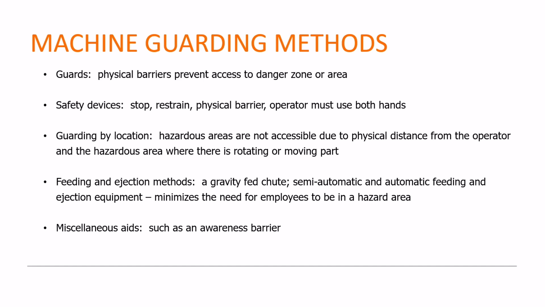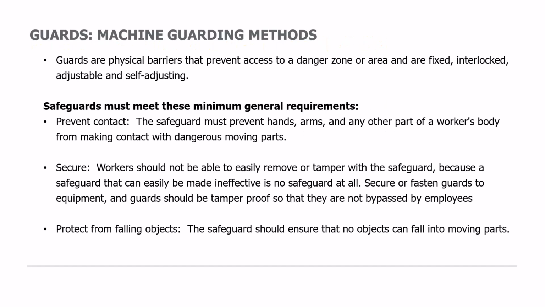And then, of course, you got the other type of guarding methods, what they call feeding and injection methods. This could be a good example: a gravity-fed chute, maybe semi-automatic or automatic feeding, and also injection equipment. These minimize the need for employees to be in the hazard area. And of course, the other thing is what they call miscellaneous aids, such as an awareness barrier, something that says, hey, do not go beyond this point or do not put your fingers in this particular location. That's just one example that you may find there as well.